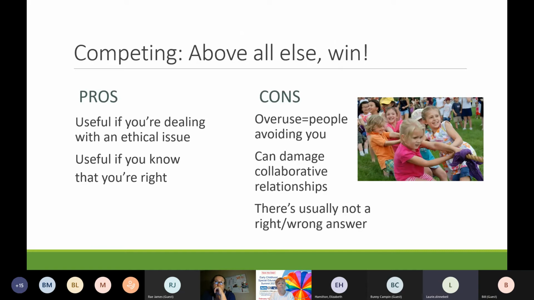It's football season, so some of you are probably thinking about a competitive approach when you look at conflict resolution. The name of the game is to win at all costs. It's helpful if you're dealing with an ethical issue and you know that you're right. And sometimes that's the case, that you know this is the way you have to go. On the other hand, it can be a detraction from effective partnerships if you overuse it. People might start avoiding you. It can start damaging collaborative relationships. And let's face it, usually in our field, there's not a right or wrong answer to what we do. There are different approaches and different ways of doing things.